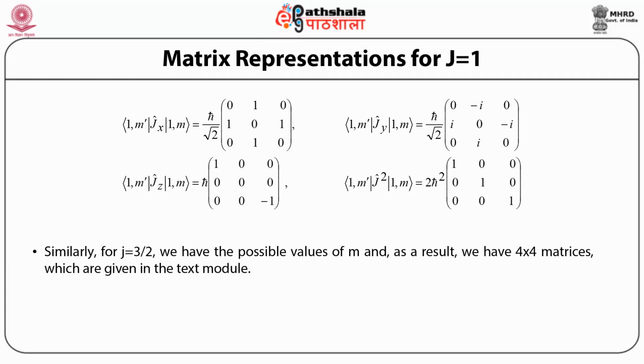Similarly, for j is equal to 3 by 2, we have the possible values of m and m prime equals plus 3 by 2, plus 1 by 2, minus 1 by 2 and minus 3 by 2. As a result, we have 4 cross 4 matrices which are given in the text module.